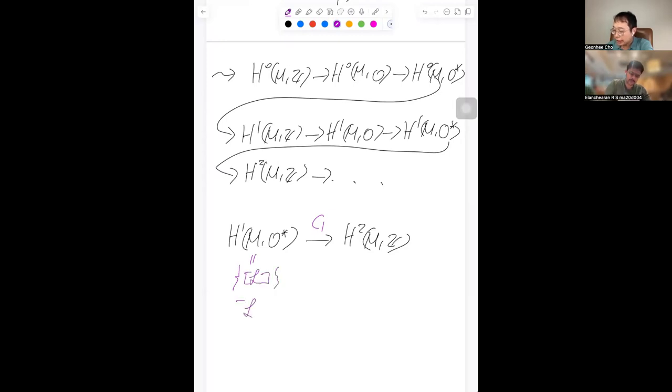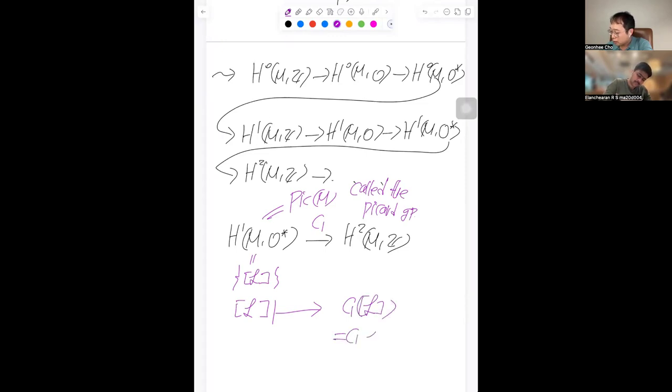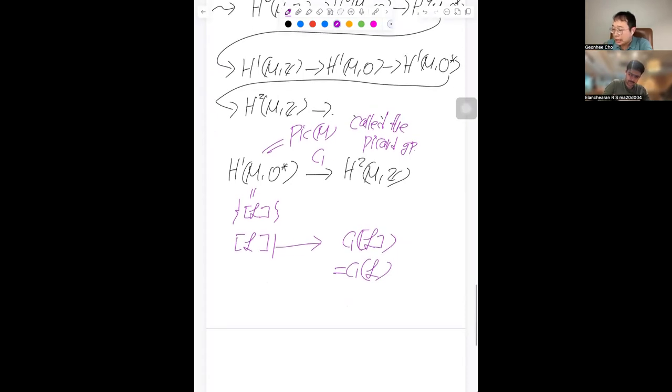For each line bundle, there's an abstraction called the so-called Picard group, that maps to C1 of L, which only depends on L. And you can identify this as just Z, and this as Z, so that we can talk about whether or not this is positive.